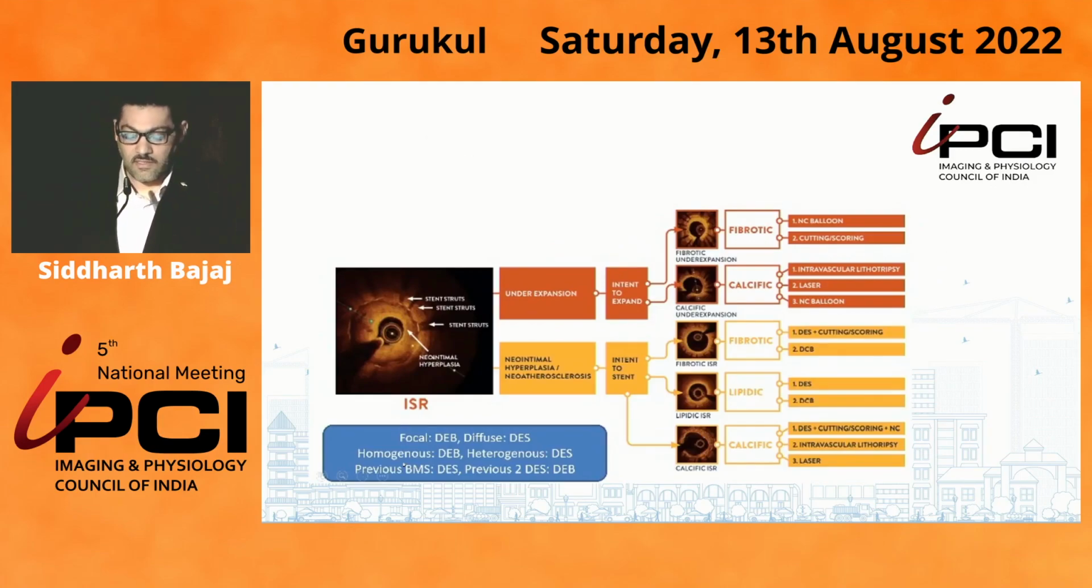So what next? We already knew the pathology was probably neo-intimal hyperplasia, and it was probably fibrotic. So our plan was to first use a cutting balloon, and then because it was focal, we would probably go with a drug-eluting balloon, and further on we'd see what happens.